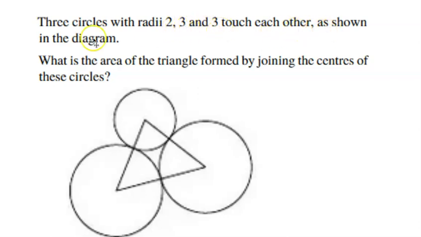In this video, we have three circles with radii 2, 3, and 3 touching each other as shown in this diagram. This is one circle, another one, and then the third one. So all these three circles are touching each other. What is the area of the triangle formed by joining the centers of these circles?